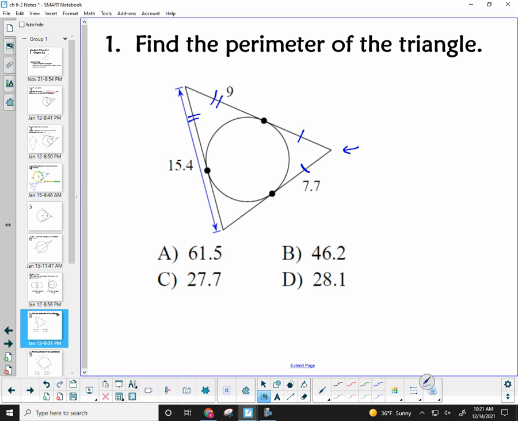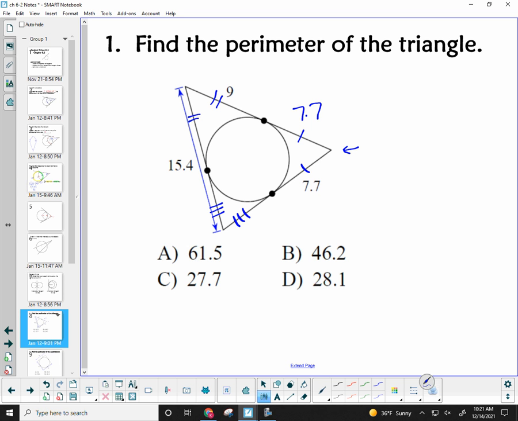And the same is true with the third vertex. These two sections here have to be congruent. It's about how you look at it. Yes, it's a circle inside a triangle, but those triangles are really tangents to the circle. Okay? So if this segment here is 7.7, this part has to be 7.7.